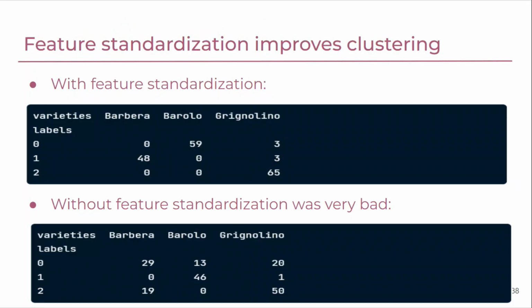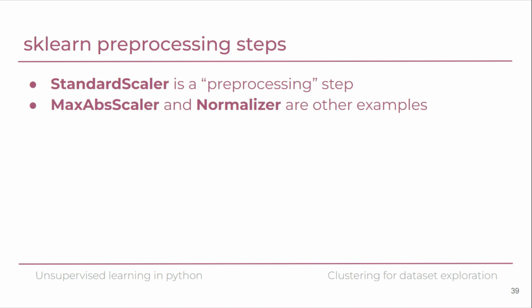Checking the correspondence between the cluster labels and the wine varieties reveals that this new clustering, incorporating standardization, is fantastic. Its 3 clusters correspond almost exactly to the 3 wine varieties. This is a huge improvement on the clustering without standardization. Standard scaler is an example of a preprocessing step. There are several of these available in scikit-learn, for example MaxAbsScaler and Normalizer.